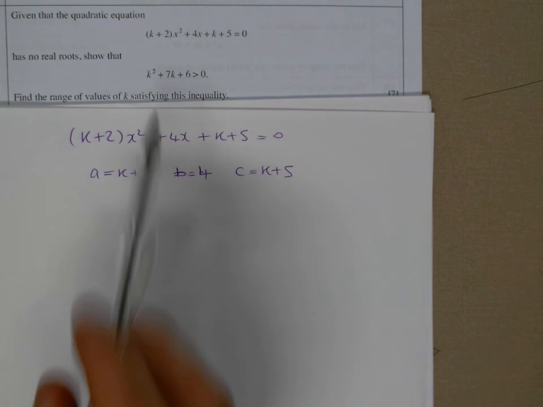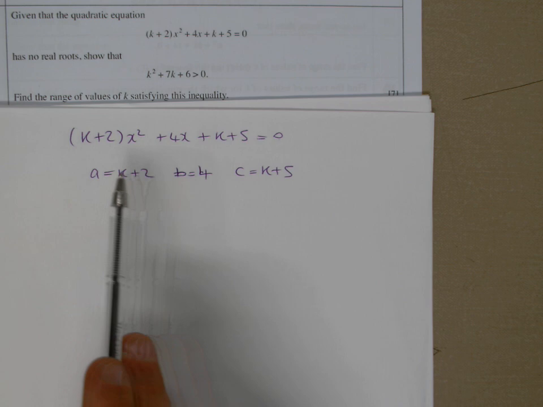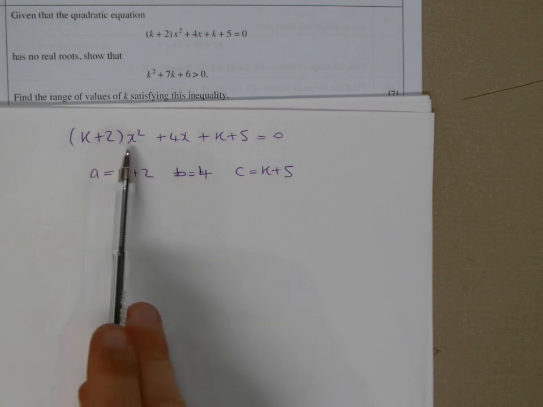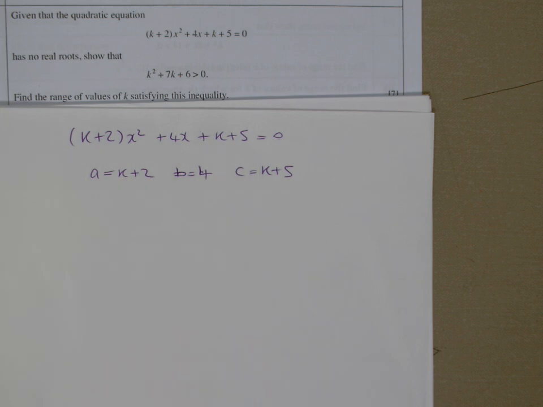Okay, so in this question, here's my quadratic, and I've identified my values of a, b, and c. So a is the value k plus 2 in front of the x squared, b is 4, and c then is k plus 5.